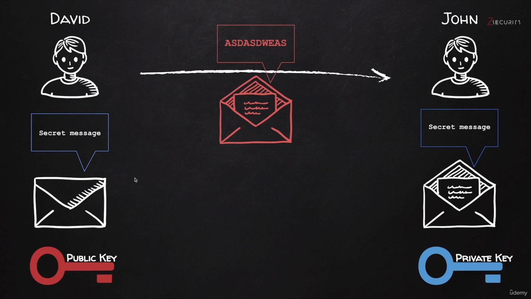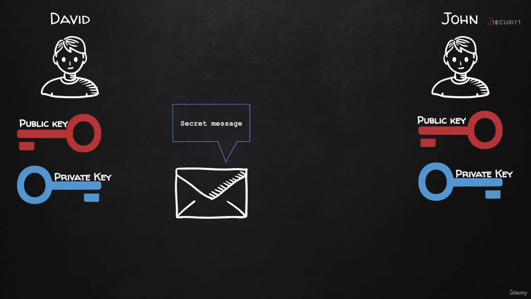The only problem is someone can come in, pretend to be David, use John's public key to encrypt a message, and send it to John. And that way, John has no way of knowing whether this message did actually come from David or not. To solve this problem, David will have to sign the message. This can actually be done with PGP, so let me show you how this will work with this example.